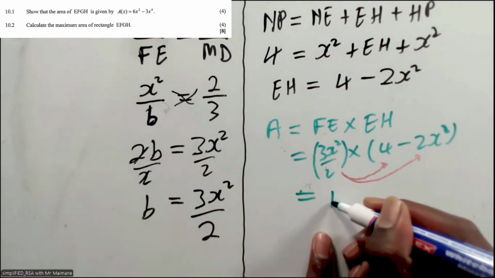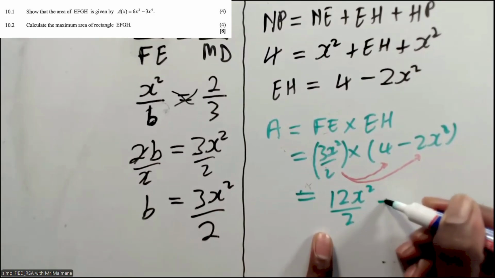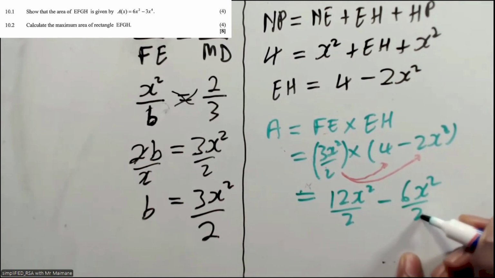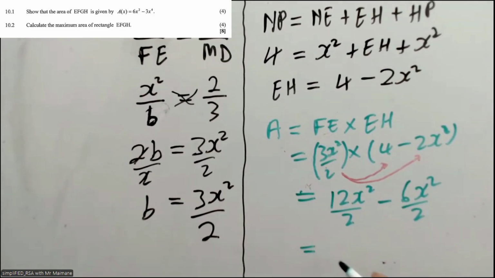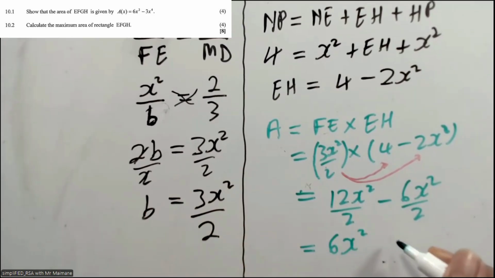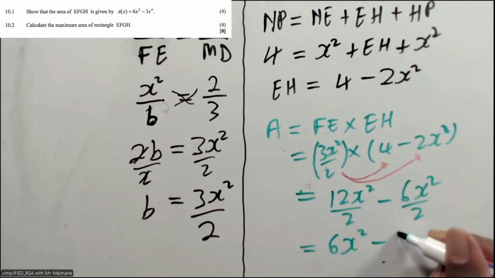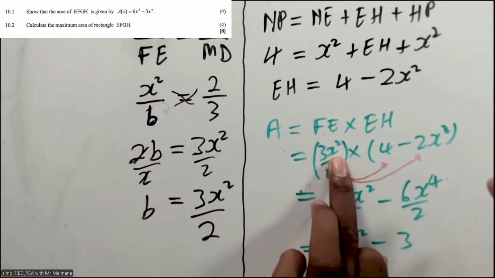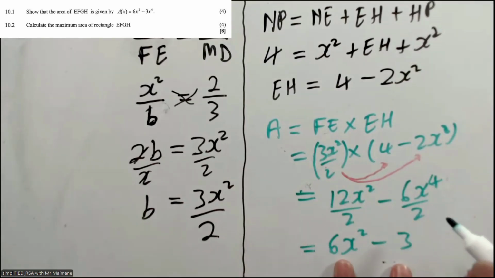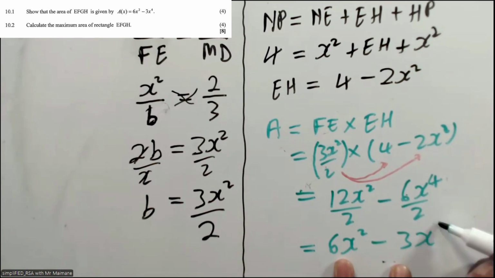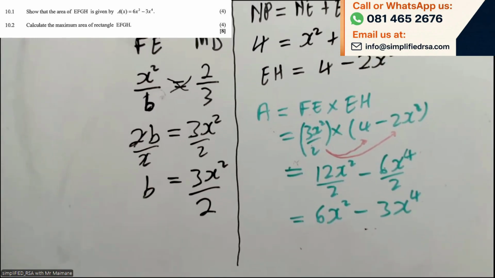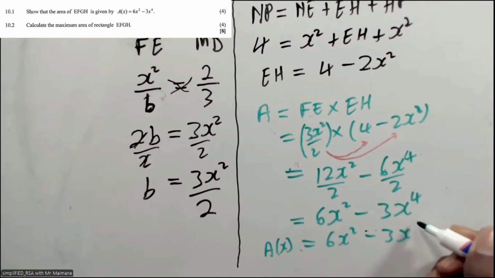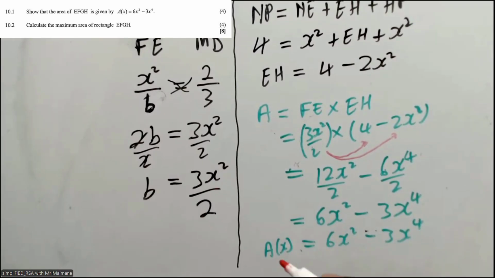As you can see, let me put it as 12x squared over 2 minus this times that, which is minus 6x squared over 2, and they are both divided by 2. Then this is equal to 12 divided by 2, which is 6x squared, minus 6 divided by 2, which is 3. Oh, no. If I multiply this by that, it's going to be 6x to the exponent 4 rather. I don't know why I put it as squared. So we have this situation here, which makes 6 divided by 2 minus 3x to the exponent 4, which indeed shows that the expression of the area is 6x squared minus 3x to the exponent 4, which is what we were required to show.